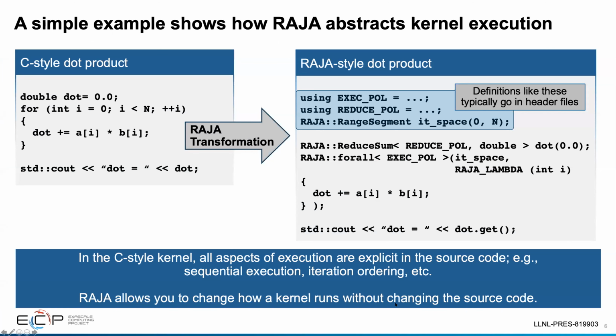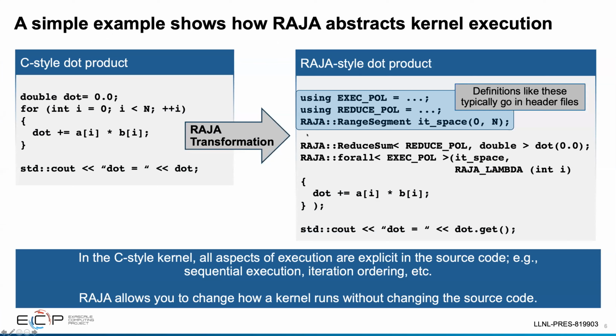So as a starting point, I want to introduce the RAJA forall method. On the left-hand side here, we have a C-style for loop that computes a dot product. And then on the right-hand side, we have the RAJA equivalent. And I want to walk through a couple key differences.